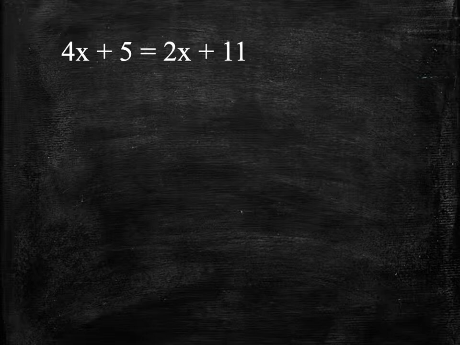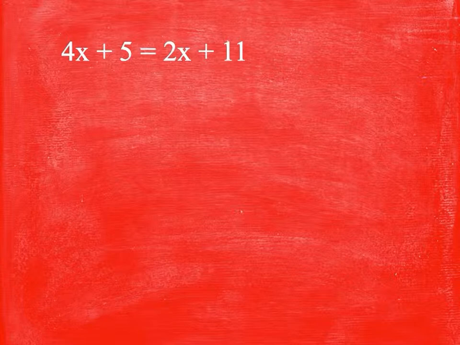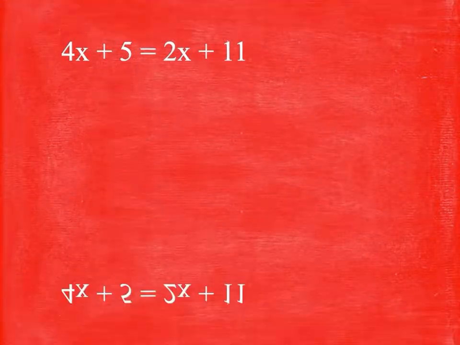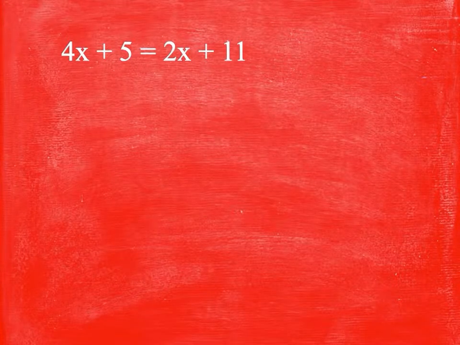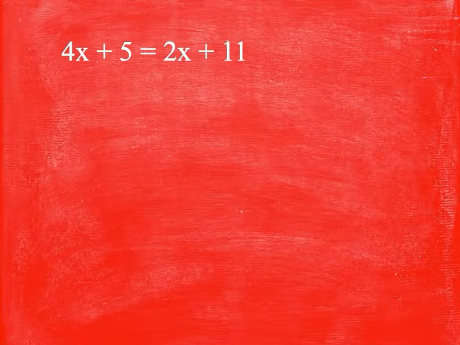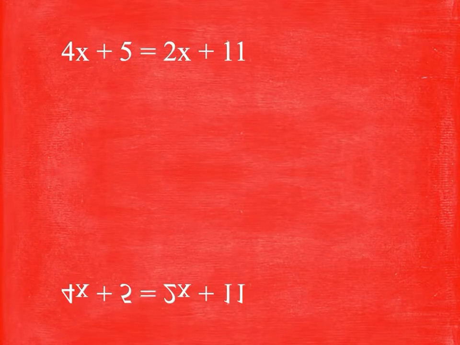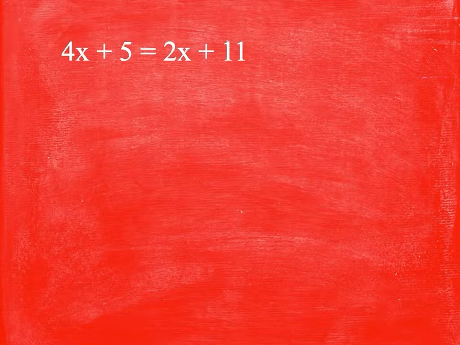Well, one goal is to make sure that we have like terms on the same side of the equal sign. So what I need to do is take away this 2x, and I cancel it out just like I would cancel out that 5. So I'm going to subtract 2x. Let's do it in orange. Subtract 2x and subtract 2x.